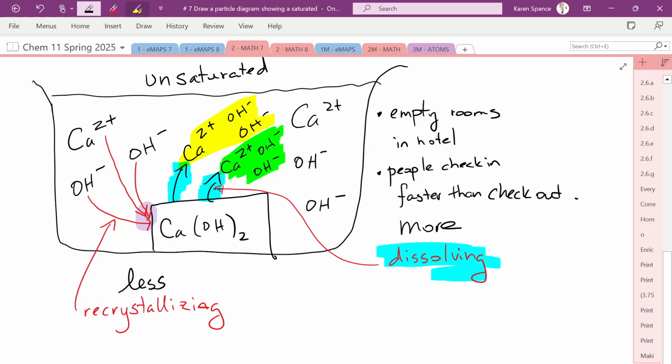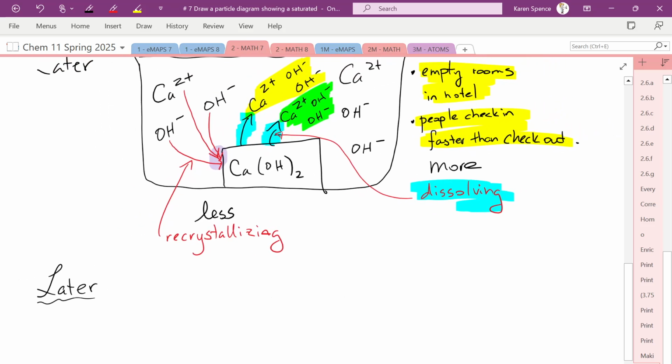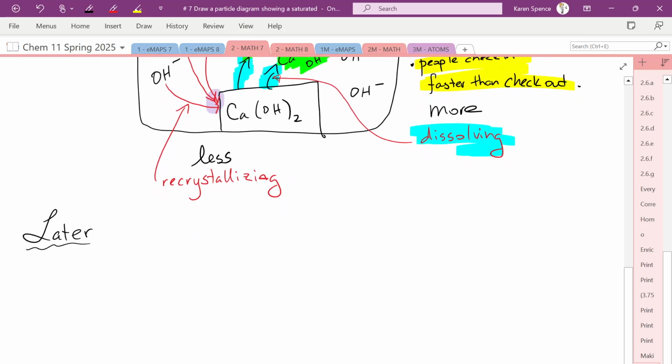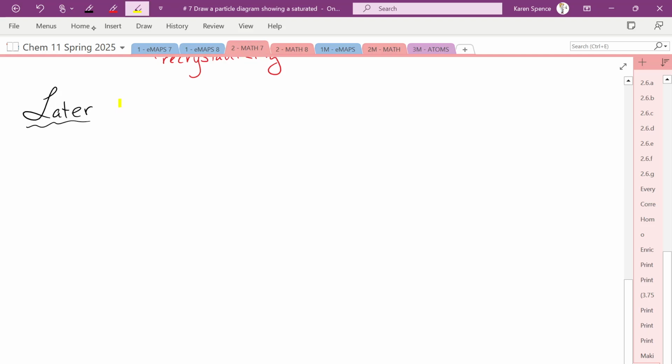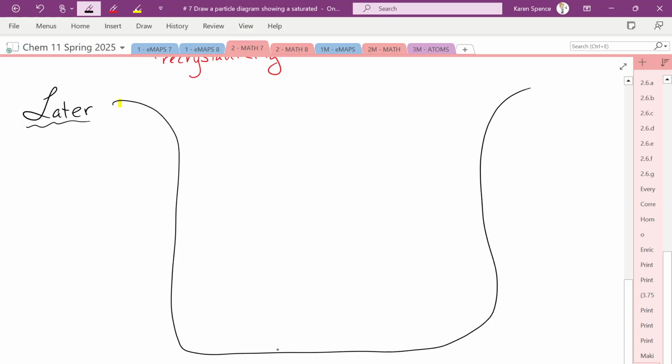So that is unsaturated. Okay, now we're going to move to saturated. And I'm going to have to make it bigger because there's not enough room in that little thing. So I'm going to make this one bigger. Bigger beaker.